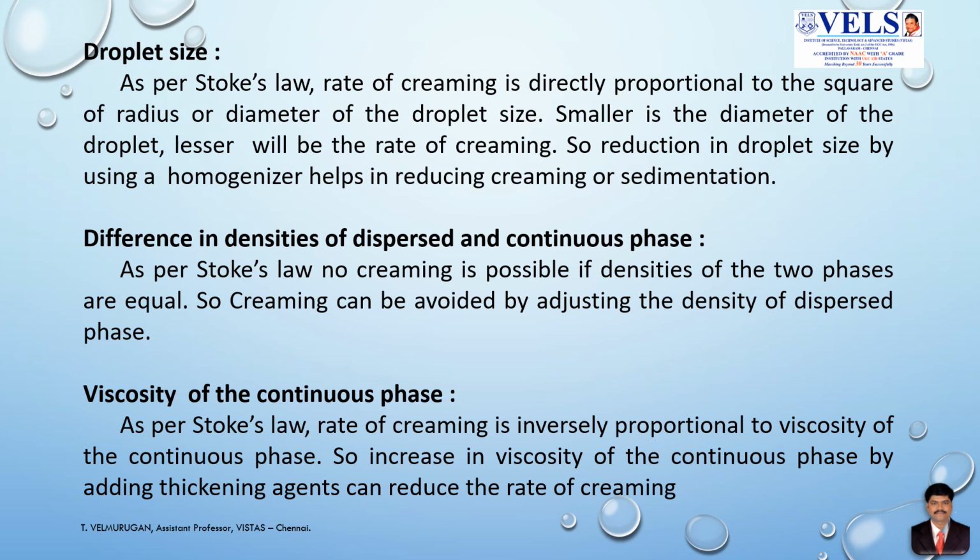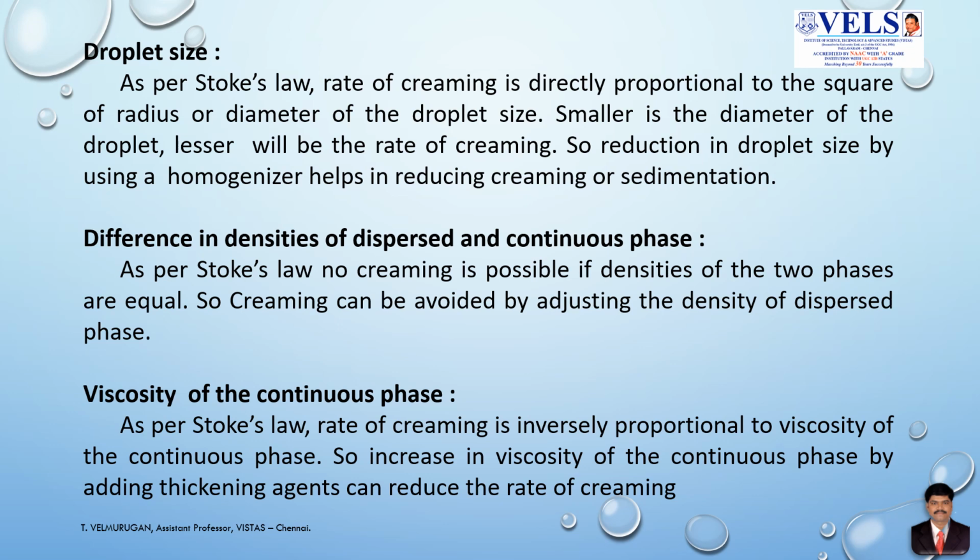Okay, the process. Then the difference in density of the dispersed and continuous phase. As per Stokes law, no creaming is possible if the densities of the two phases are equal. See, the aqueous phase and the oil phase, the two of equal density, like a continuous phase and a discontinuous phase. If it is equal, there is no formation of creaming. So creaming can be avoided by adjusting the density of the dispersed phase. That's a very important point. Okay, we can avoid creaming of the formulation if you adjust the density of both phases, especially the dispersed phase.